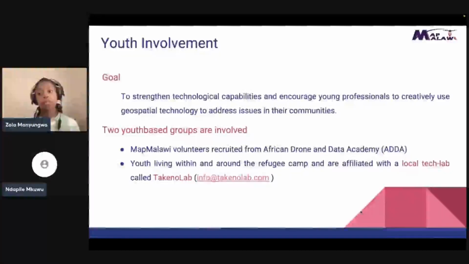Under our organization, Map Malawi, our volunteers consist of alumni from the African Drone and Data Academy. Apart from being alumni from the African Drone and Data Academy, they're also alumni from different universities in Malawi. So we thought, okay, they're graduates and they also went through the drone technology courses, but sometimes we don't usually have opportunities as the youth to practice the different skills that we learn. So that's why we opted to have the youth volunteer for this project.